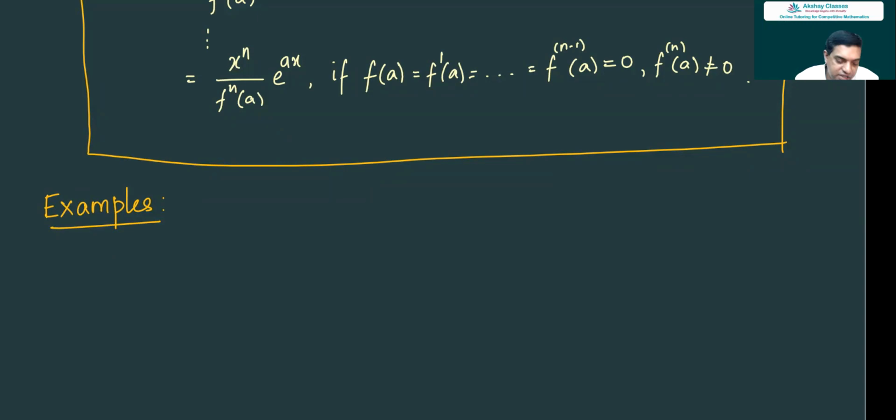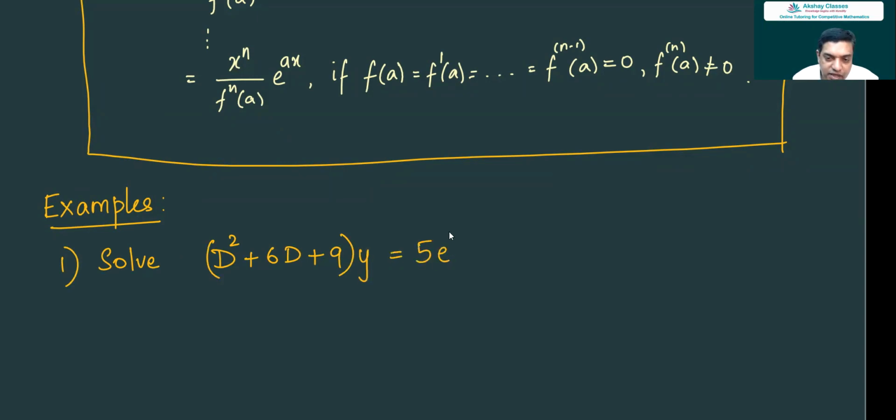So in examples, we'll see. First one, solve (D² + 6D + 9) y = 5e^(3x). So it just says solve. It didn't say find the particular integral, so we have to do both.